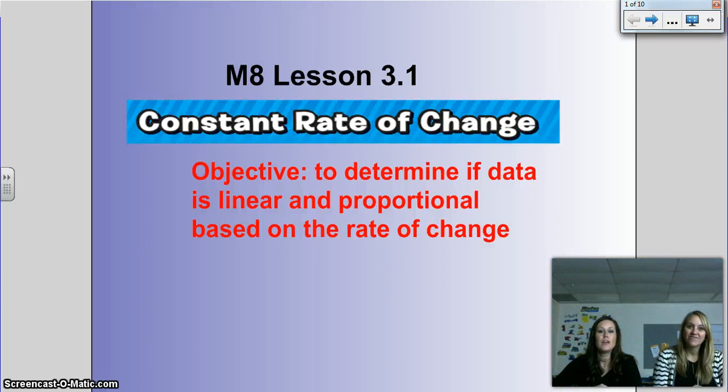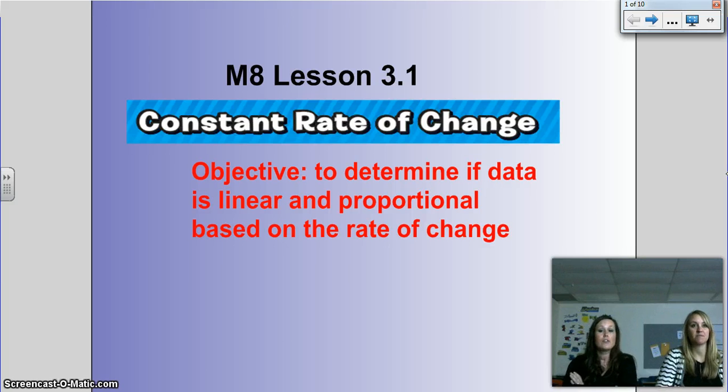Data 3.1. Guys, we are not using our book anymore for notes. We're going to be using that packet of notes that you got in class today, so make sure that you have that. If not, stop the video and go onto Student View and print off your own copy. Or get out a sheet of paper and write it all down.